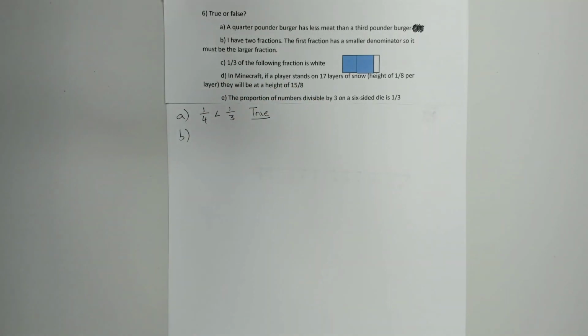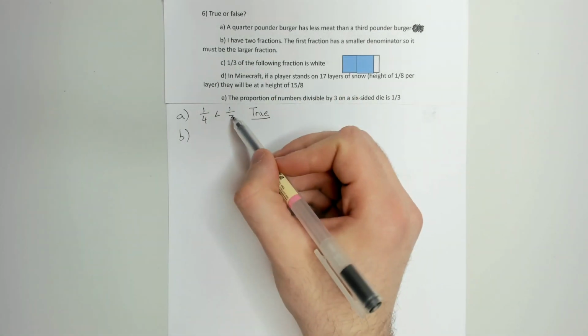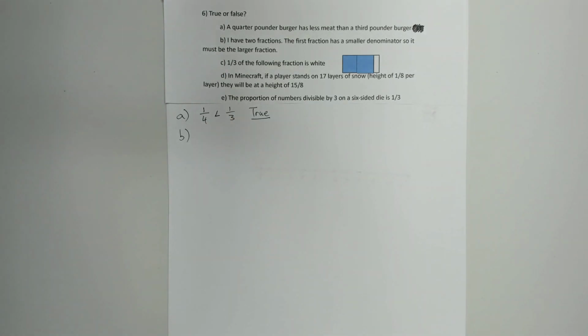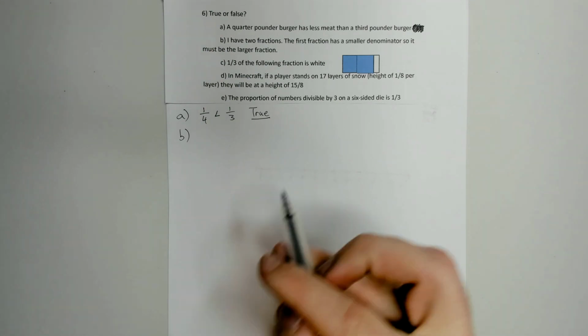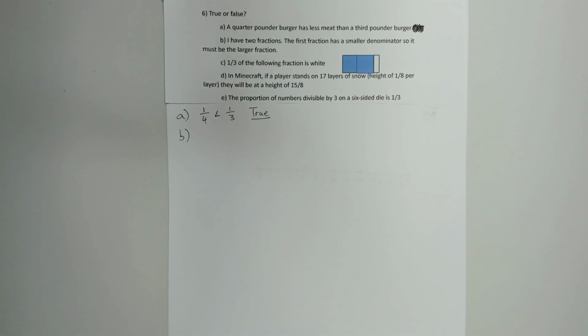Part B says I have two fractions. The first fraction has a smaller denominator, so it must be the larger fraction. So off the bat, you might think, well, yeah, that's true, right? We just use an example of that, right? Smaller denominator means we are splitting up into smaller pieces, so it's got to be the larger fraction. So that is true. However, this doesn't say anything about the numerators of those fractions being the same.